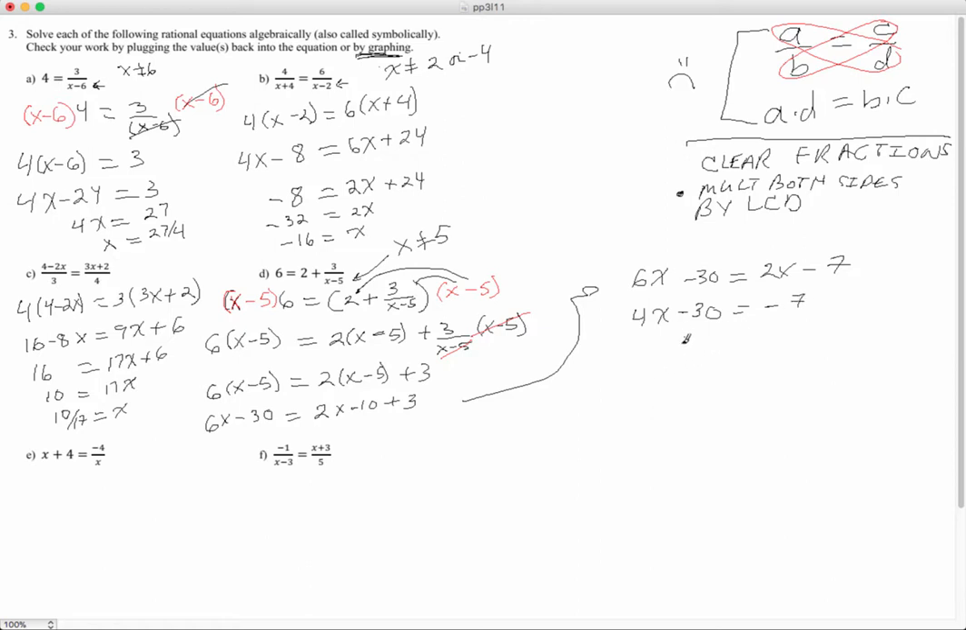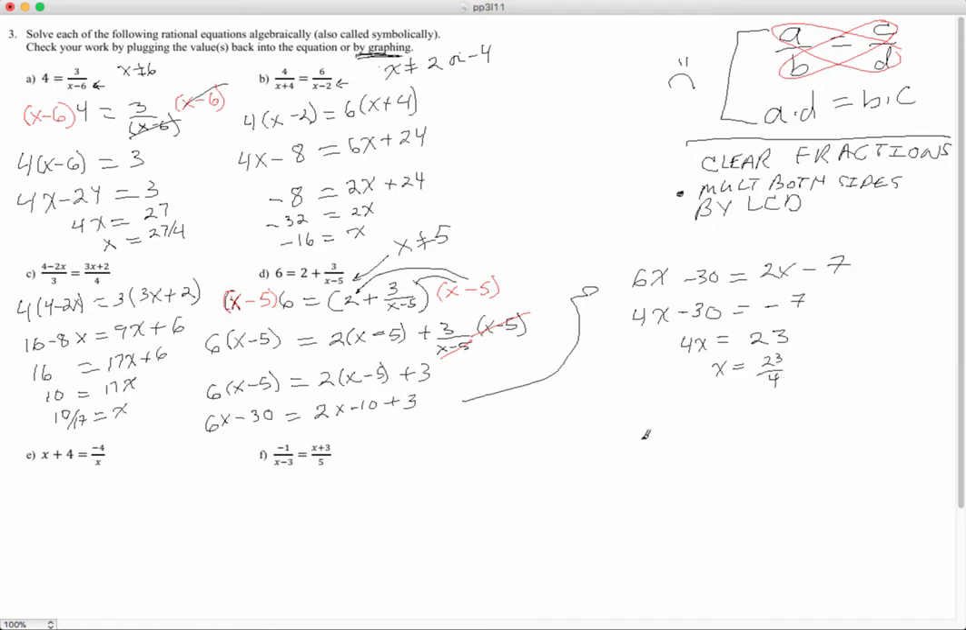So if we add 30 to both sides, we're going to get 4x is equal to, let's see, that's going to be what? 23, a positive 23? Which says that x is equal to 23 quarters. Okay, well, hopefully I'm right there.